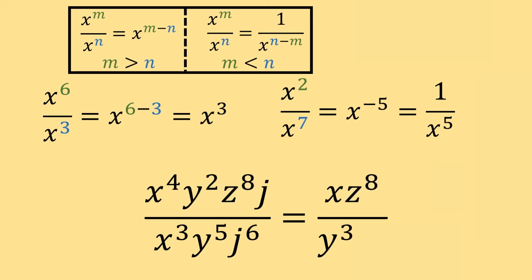Finally, looking at j, we have j to the 1st over j to the 6th. Since 6 is greater than 1, we're going to use the second form of the rule, which is going to tell us to put j in the denominator and raise it to the n minus m power, which is going to be 6 minus 1 here, which will give us j to the 5th power.